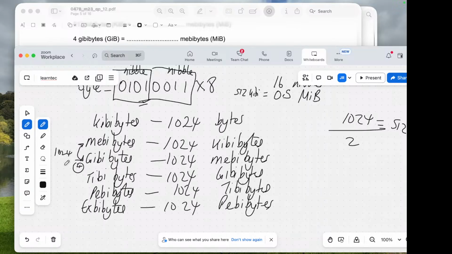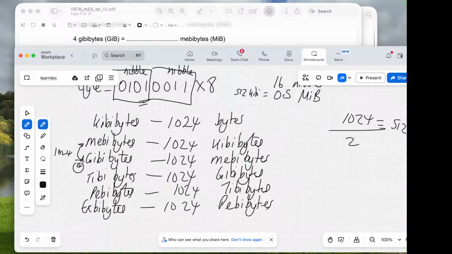So someone else is, so I'm just looking at the chat. 1,024, it's 1,024, yeah. A bit is a byte divided by 8. Yes, that's right, yeah, good.